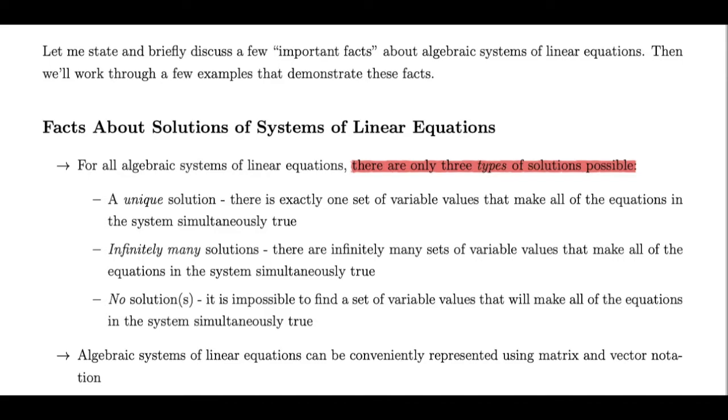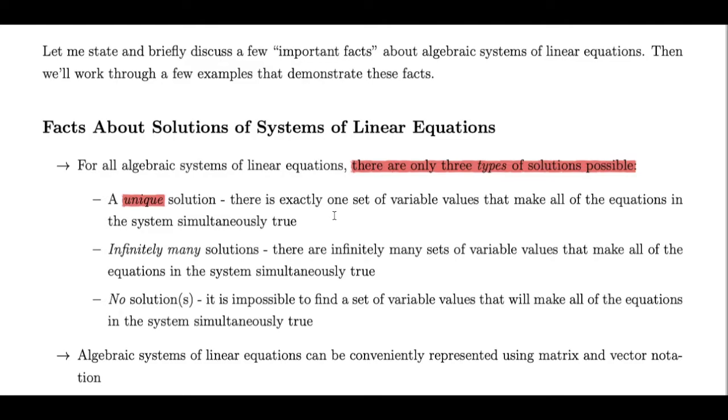I call these types of solutions because they're sort of different categories of the solutions to the system. The first is that the system could have a unique solution. Remember that the solution to a system is a set of variable values that make all of the equations in the system simultaneously true. So in this case, it could be that there is exactly a unique set of variable values that satisfies that restriction.